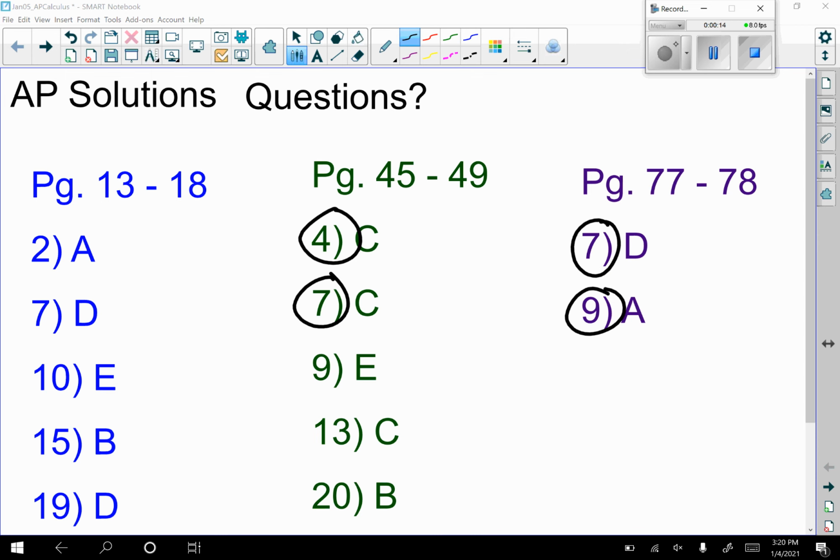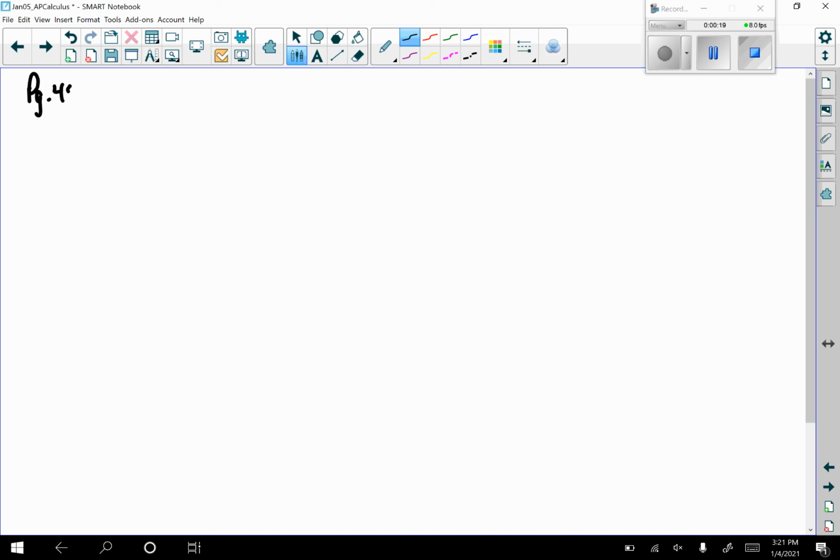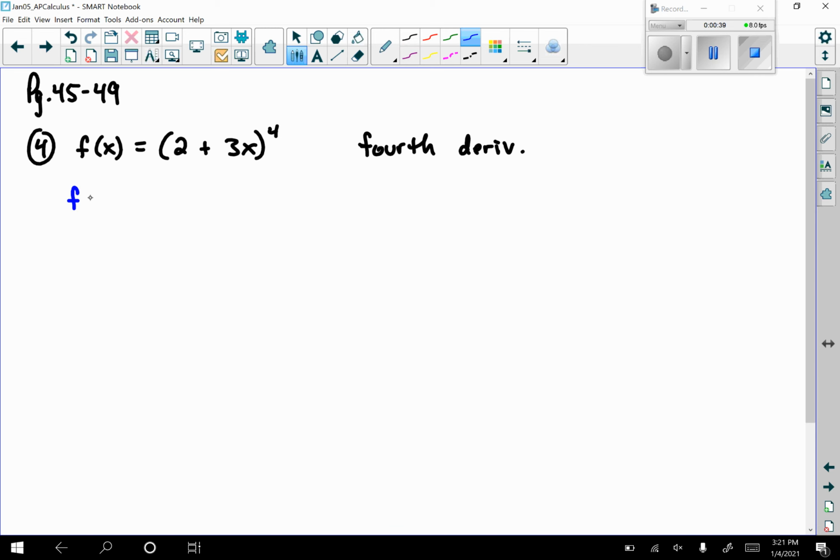So looking at number 4 off of pages 45 to 49, we are given f of x is equal to the quantity 2 plus 3x to the 4th. And we are asked to find the 4th derivative. So let's carefully go through this. Definitely have to use a chain rule. So our first derivative becomes 4 times the quantity 2 plus 3x to the 3rd times 3.